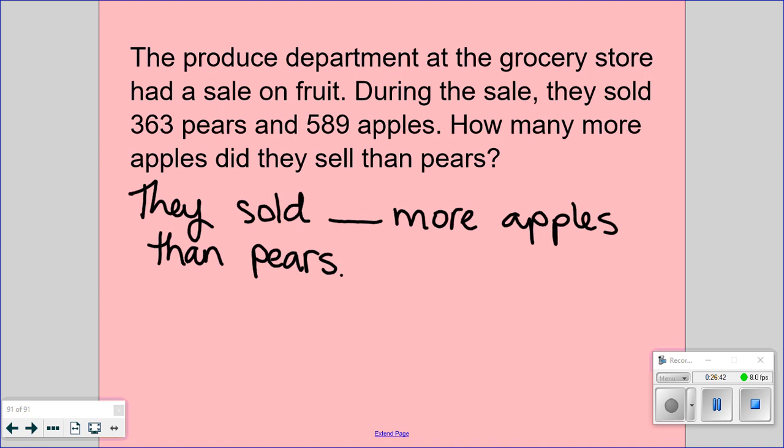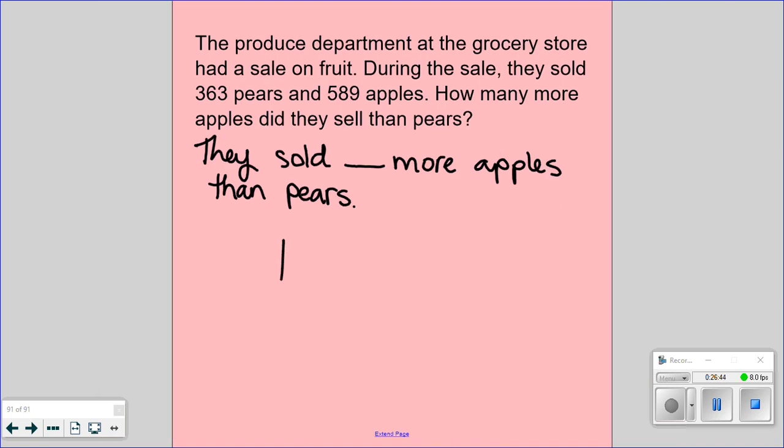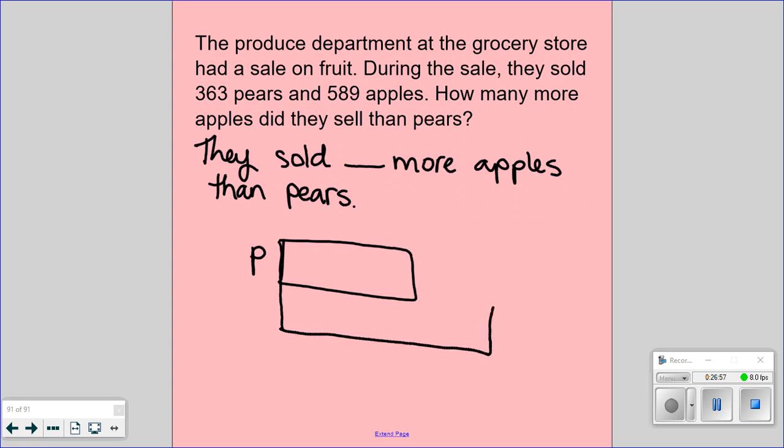Because there's more apples than pears. Yeah. So I'm going to draw a little bar. Here's my P for pears. And then I'm going to put my apples right underneath it, but I'm going to make it longer. And I'm doing that because I know there's more apples. So it gets a bigger bar. I'm going to put A for apples.